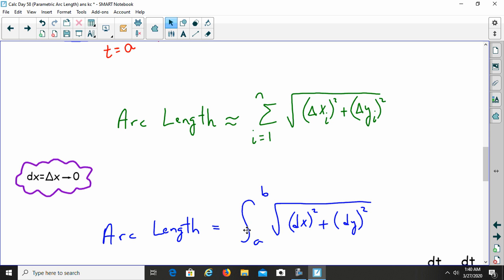So we would have the integral from a to b of the square root of dx squared plus dy squared. But you'll notice no differential at the end. So what we're going to do is multiply that by dt over dt.